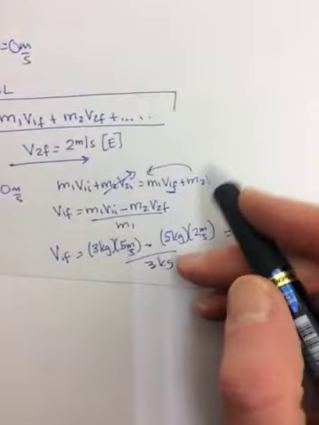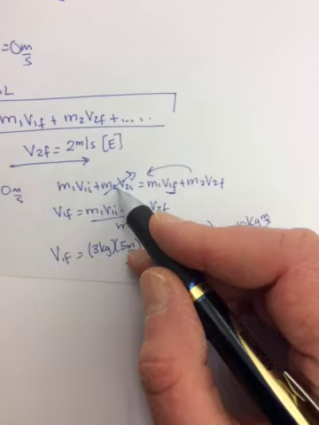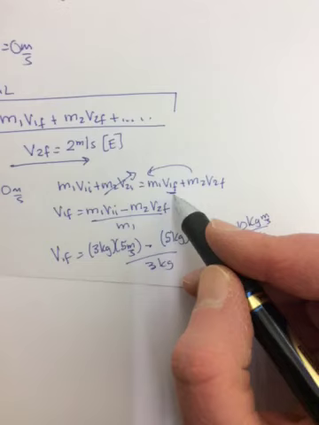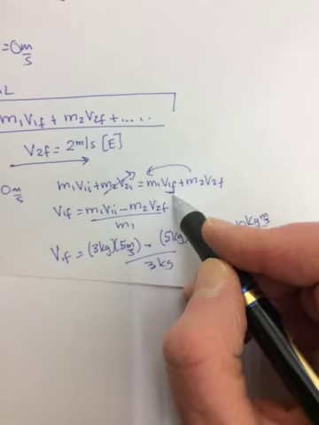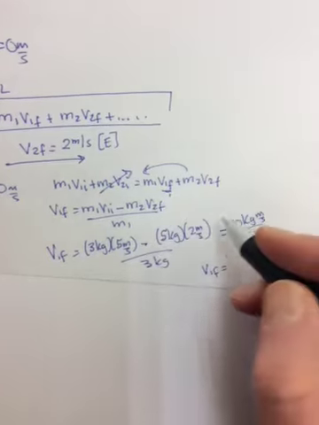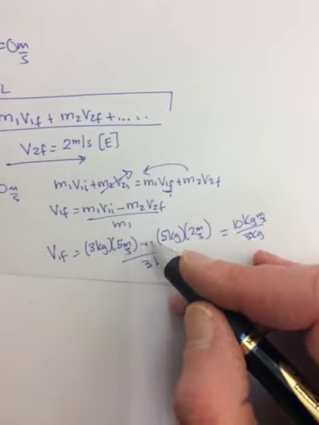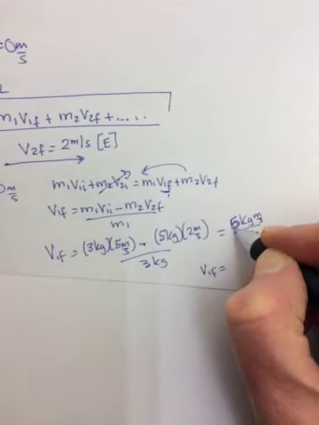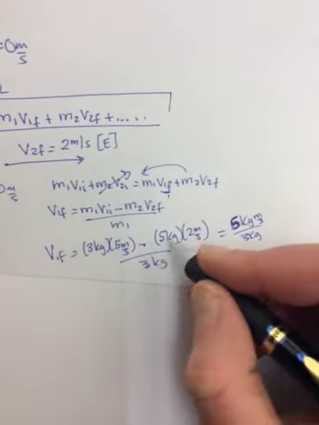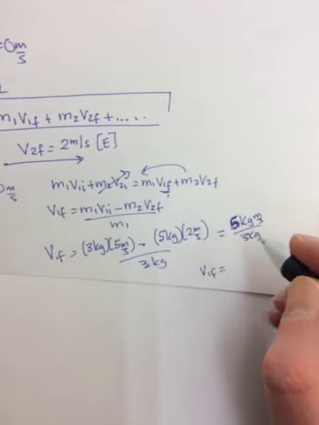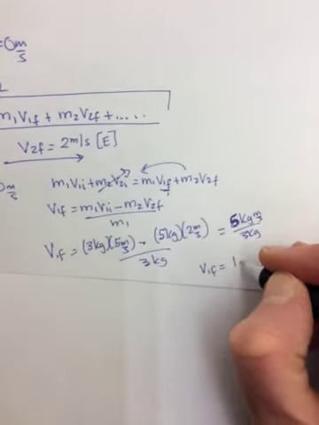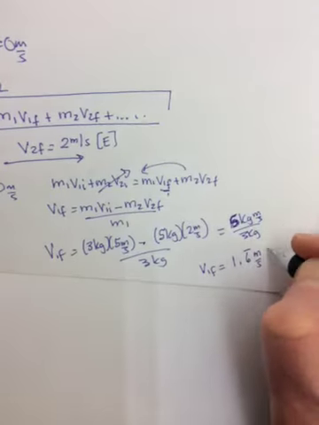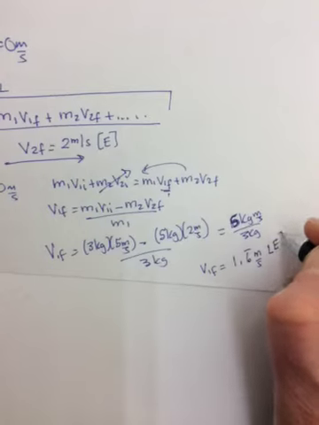So we did our conservation of momentum equation. We got rid of this term because it had no velocity initially. We brought over this term because we were solving for V1F. We filled in our numbers. The top gives you 15 kilogram meters per second minus 10 kilogram meters per second, which is not 10, it is 5. My math's good, eh? So 5 over 3 should be 1.6 repeating meters per second. It works out to be positive, so it will be east.